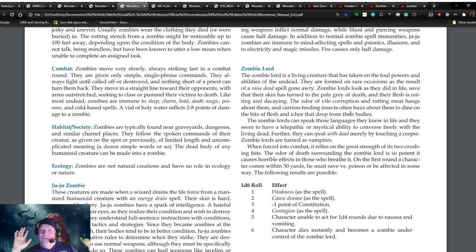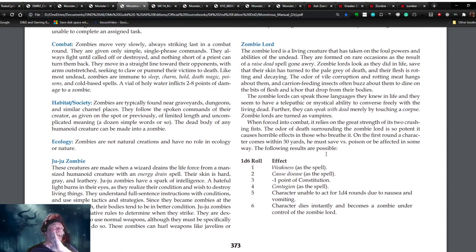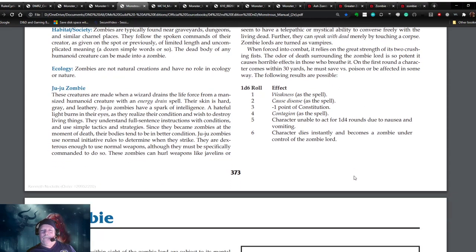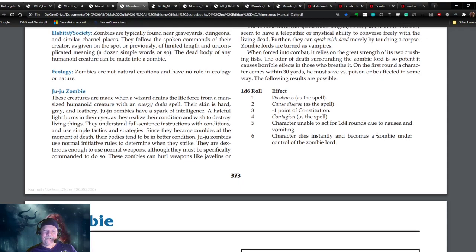All right, zombie lords look like they did in life, except their skin is turned a pale gray of death, and their flesh is rotting and decaying. And the odor is so bad that, how bad is it? The odor is so bad that the first round a character comes within 30 yards, they make a save versus poison or be affected in some way. So they can have weakness. The odor can cause disease. The character can lose a point of constitution. They can be subject to contagion. They're unable to act for 1d4 rounds due to nausea and vomiting, or they die instantly and become a zombie under control of the zombie lord.